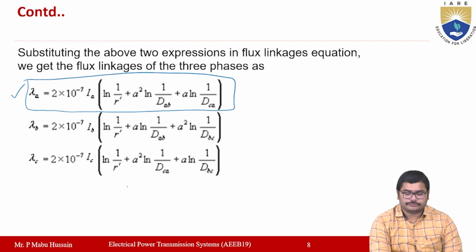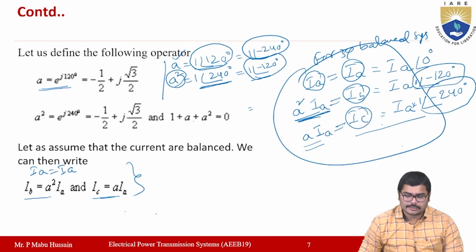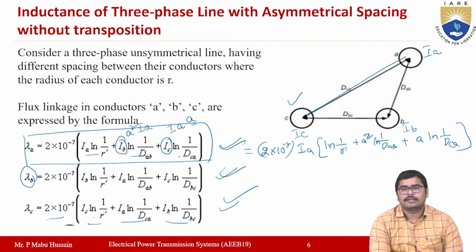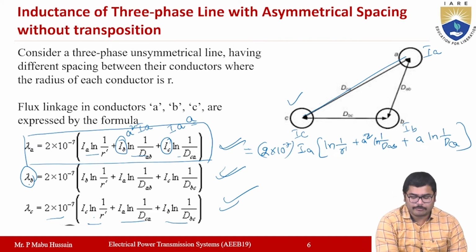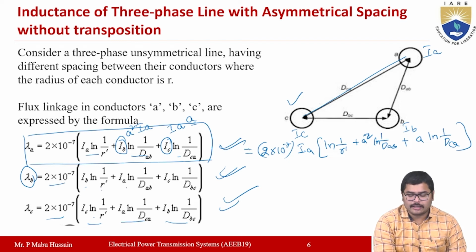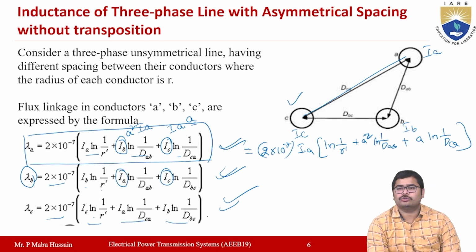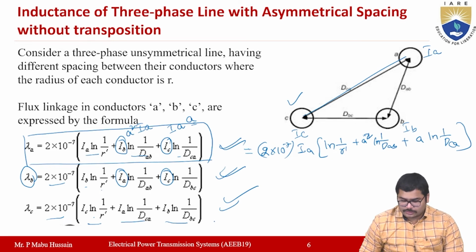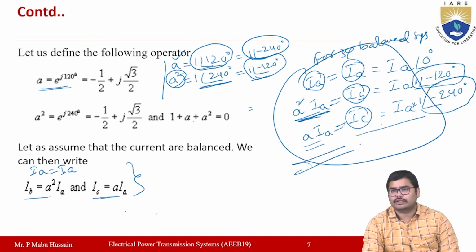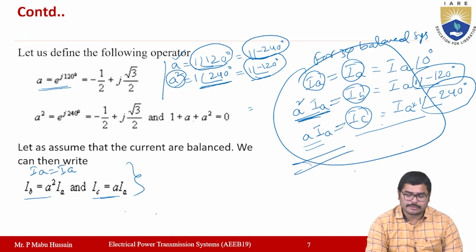Similarly, you have to write the flux linkage of conductor B, which is lambda B, in terms of IB. Here lambda B is equal to 2 into 10 power minus 7 IB into ln 1 by R dash plus IA ln 1 by DAB plus IC ln 1 by DBC. Now the values of IA and IC, these two you have to express in terms of IB. So from these equations, in terms of operator A, how can you express them?